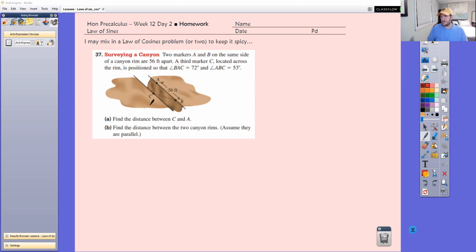A third marker C is located across the rim, positioned so that the measure of BAC, that's this guy, is 72. And ABC, that's this guy, is 53. So it says find the distance between C and A. I'm not sure why that's what you want, but mark that as X. We're after that. And it says also find the distance between the two canyon rims, assume they're parallel.